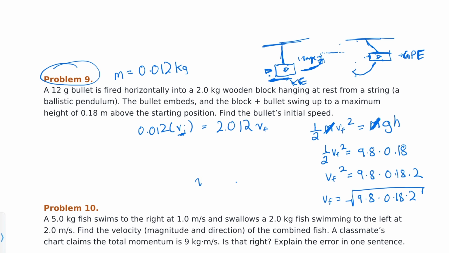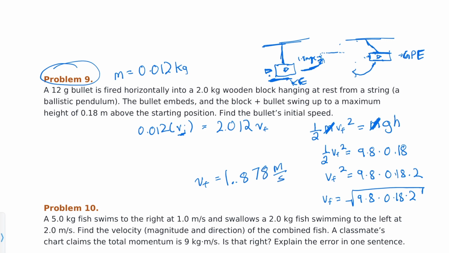Okay? So v final is equal to, you don't need your calculator here for this, 9.8 times 0.18 times 2, and the square root of that, about 1.878 meter per second.